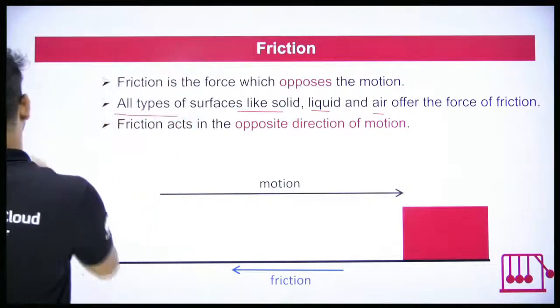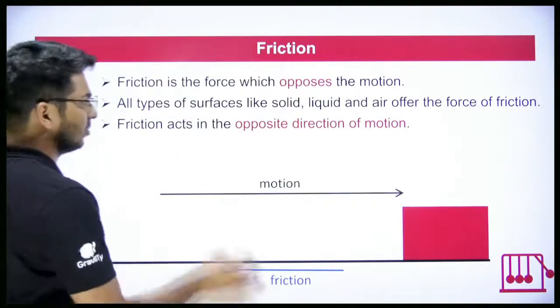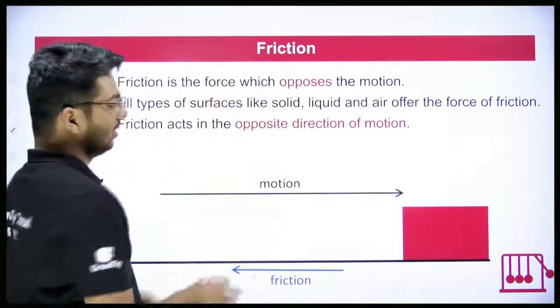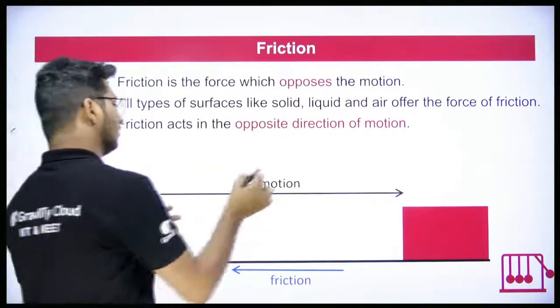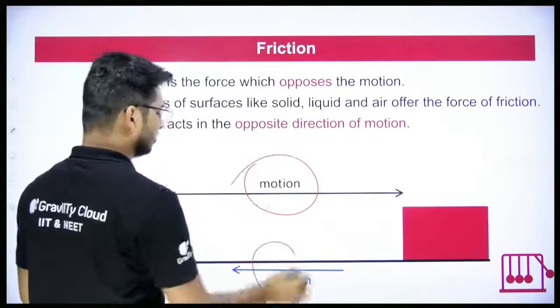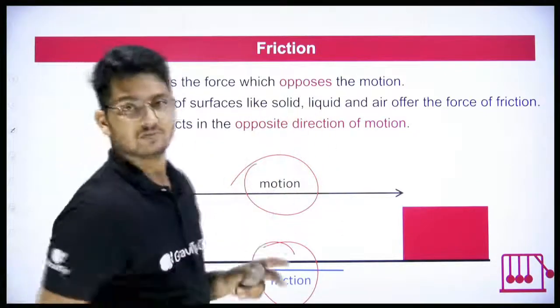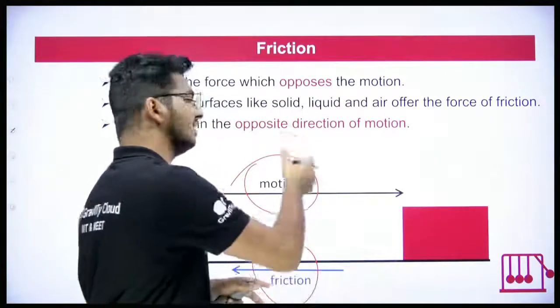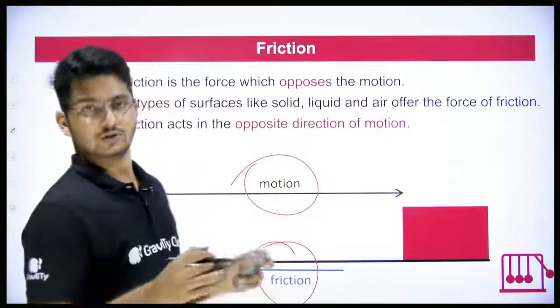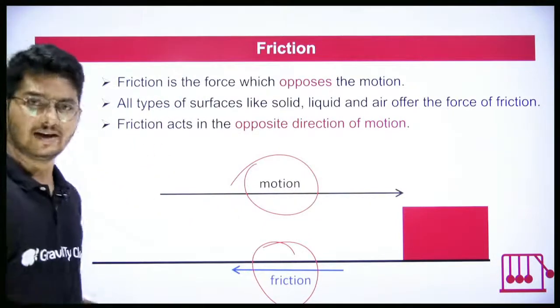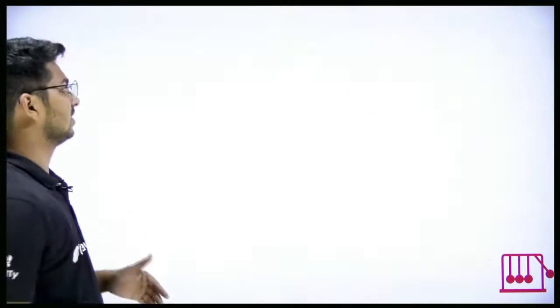Understood? Okay. In simple terms, friction is the force which opposes motion. And how will it act? If motion is towards right, friction is towards left. If motion is towards left, friction will be towards right. So friction is in the opposite direction of motion. Basic. Clear? Okay. So that's friction.